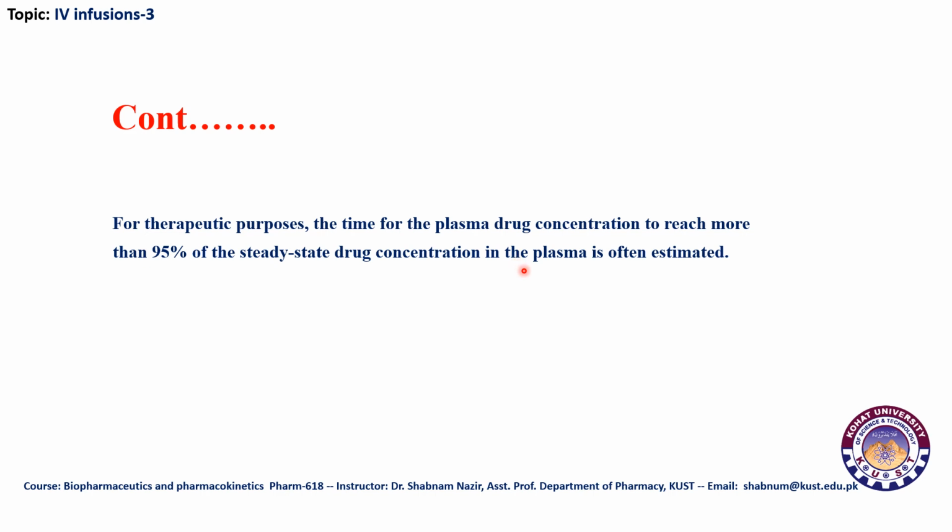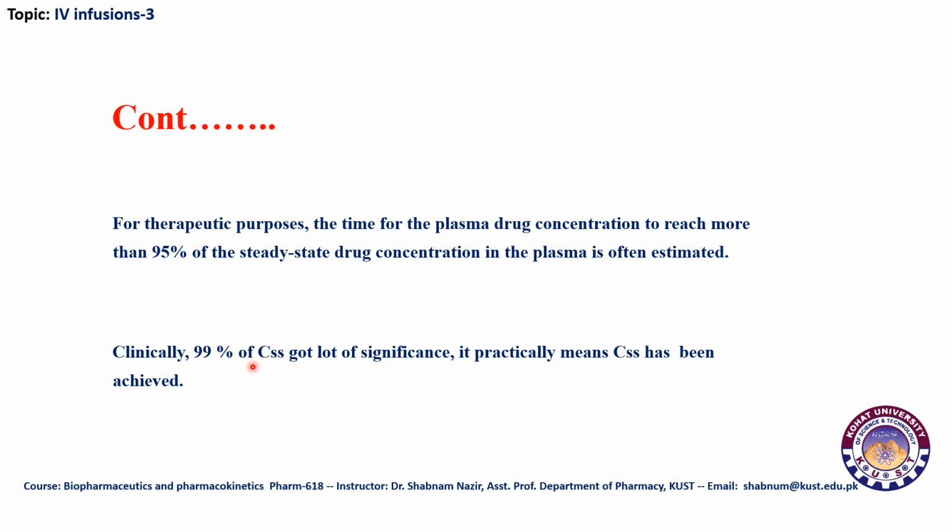So when it comes to the clinical level, most of the time the physicians or the pharmacists are interested in when they would be able to achieve 95%, 90%, or 99% of the steady state concentration. The 99% of the steady state concentration simply means that they have achieved the steady state level. Though this concept is a little confusing, I already discussed that theoretically this point is just immediately before the steady state level, but practically it means that the steady state level has been achieved.